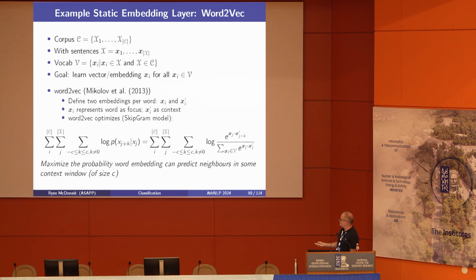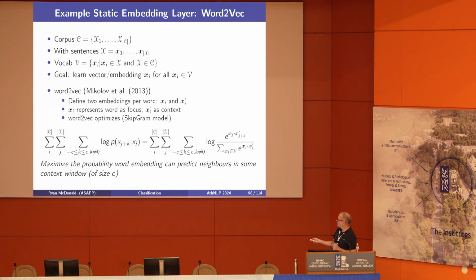So the way they do that is they say, okay, here's the loss. For every single sentence in the corpus, for every word in the sentence, define some window, C, and this says how many words to the left and words to the right of the word that I'm looking at right now do I want to consider as my context.